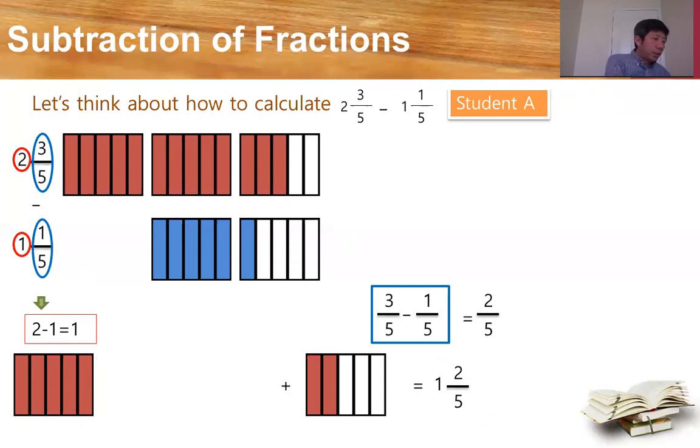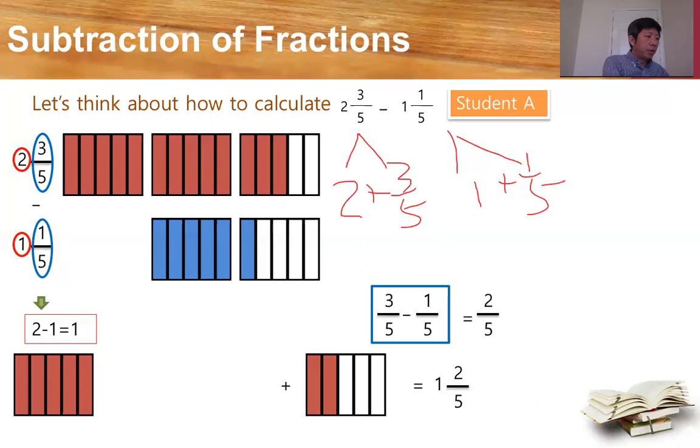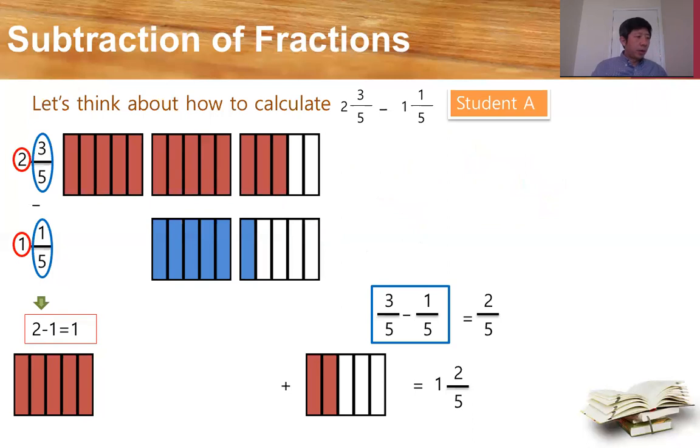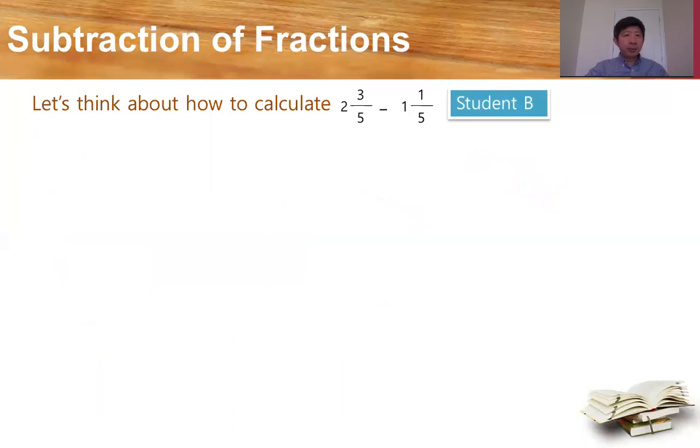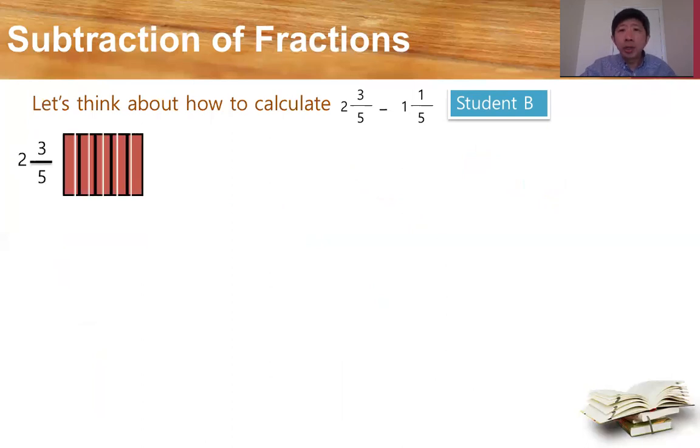And then basically student A just decomposes 2 and 3/5, and decomposes 1 and 1/5. Right? And then you subtract this much. All right? 2 plus 3/5 minus 1 plus 1/5. Okay? So that's why. That's the one answer from student A. What about the other way? Student B, right? Student B is doing it this way, right?